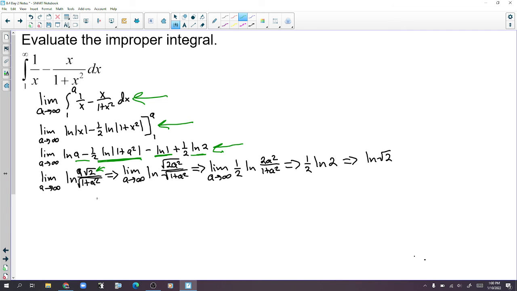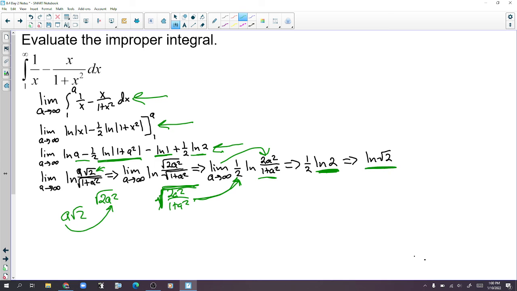Well, we could write square root of 2a squared for the square root of 2. We just end up putting the a in the radical, but you have to square it. Well, now we could have the square root of that whole thing, 2a squared over 1 plus a squared, and write it like this. So that square root is a 1/2 power. Now, taking the limit of this is like ending behavior. And 2a squared over a squared is 2. So we get the natural log of 2, and it ends up being natural log of the square root of 2.